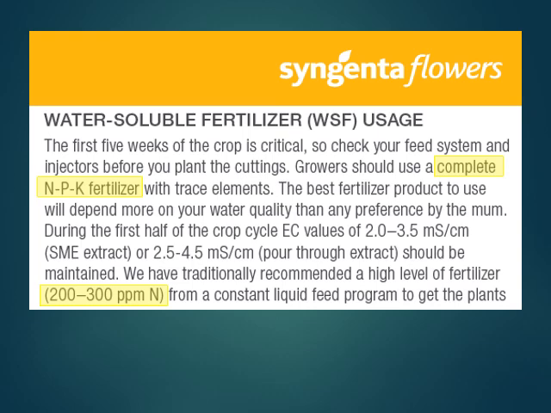Here's an example from Syngenta Flowers on growing chrysanthemums. If you look at the instructions, they're saying for a complete fertilizer, so a standard NPK ratio, let's say 28-20. And they're even telling you what ECs to look for, 2 to 3.5 using SME, or 2.5 to 4.5 for pour through. But down at the bottom, it says 2 to 300 ppm nitrogen for a constant liquid feed program. So there's your N telling you that it's referring to nitrogen.